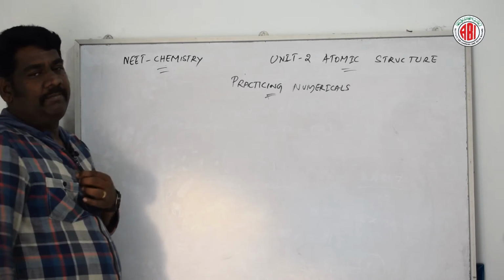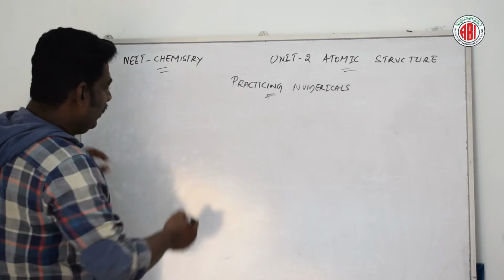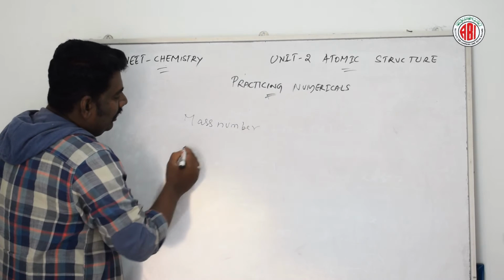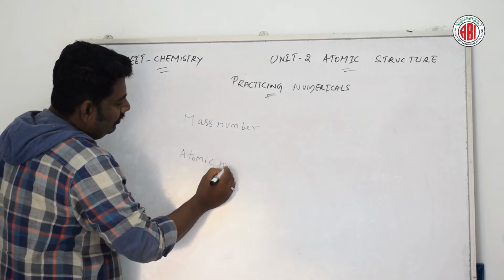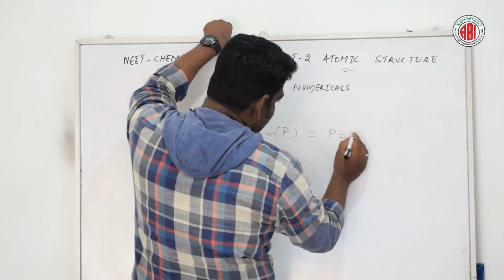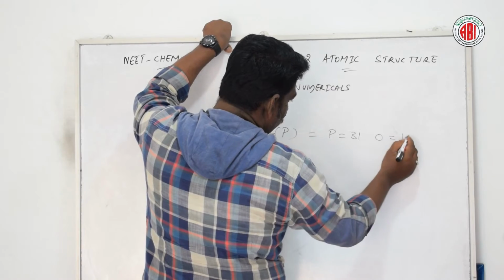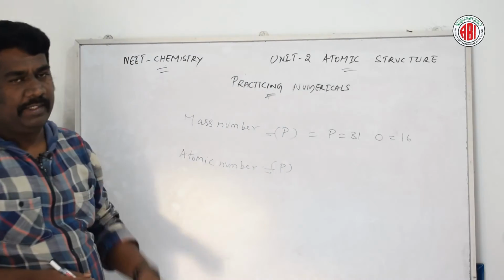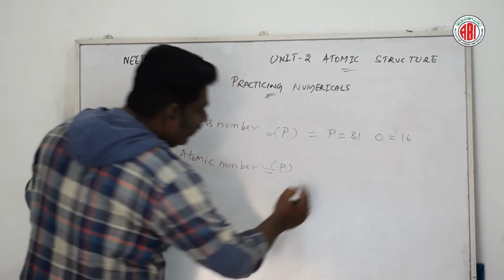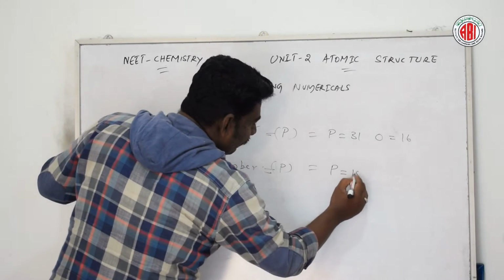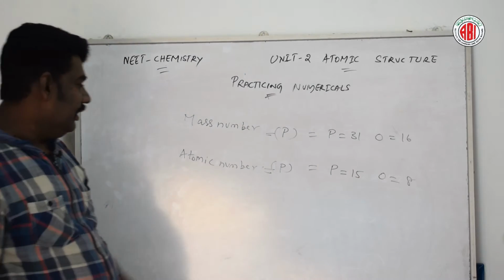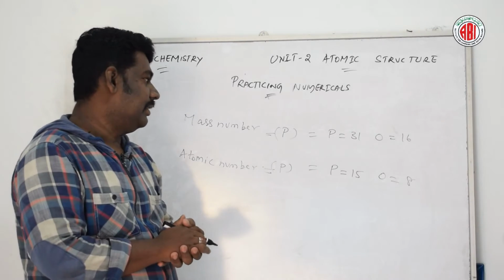Let us write the mass number and atomic number for phosphorus and oxygen. Mass number: P is equal to 31 and O is equal to 16, O being oxygen. Atomic number: P is equal to 15 and O is equal to 8. This is the atomic number of phosphorus.